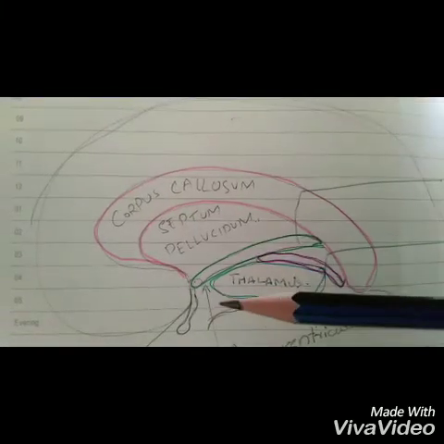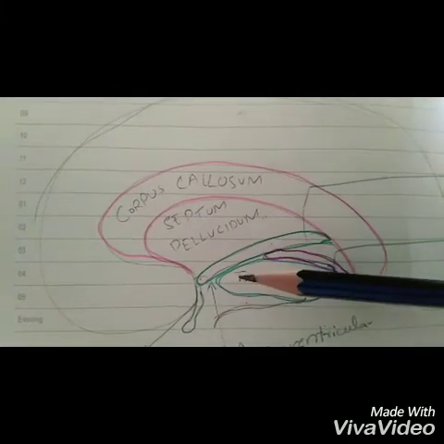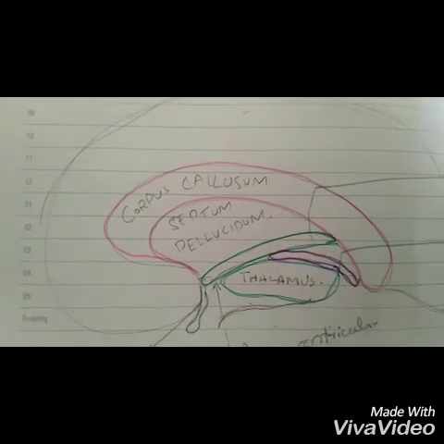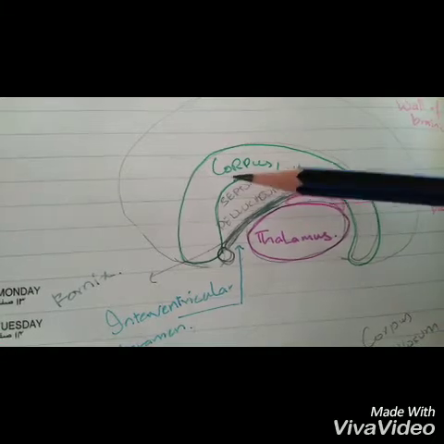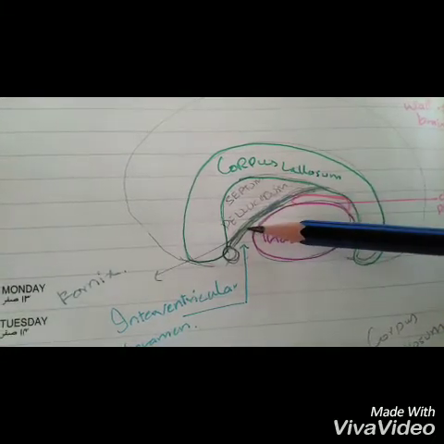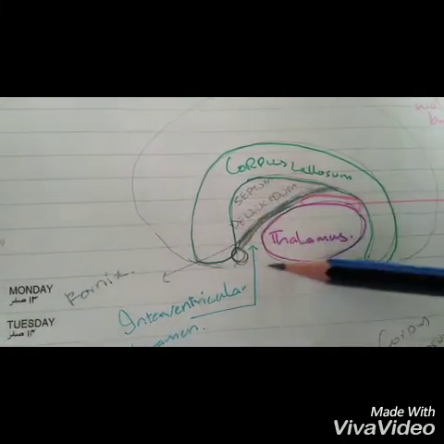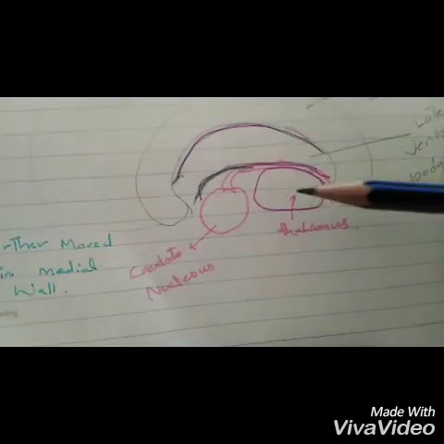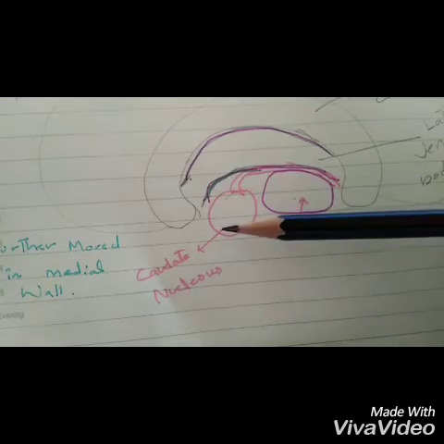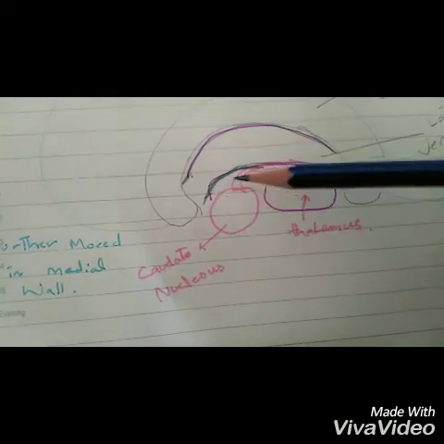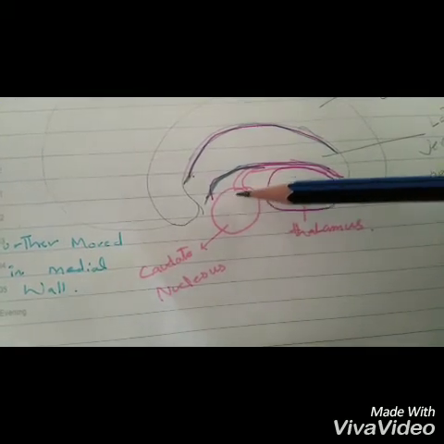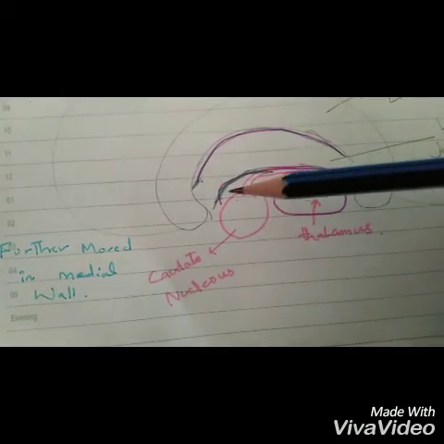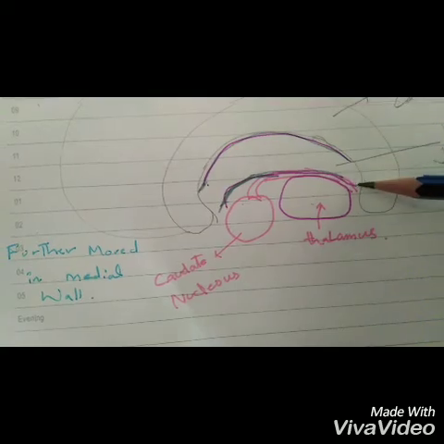What structure will form the floor of the lateral ventricle after thalamus? Basically, when we remove septum pellucidum and fornix, we will find the head of the caudate nucleus and its body. As it is shown over here, we have removed septum pellucidum and fornix. We have found the head of the caudate nucleus and its body, and these two structures form the floor of the lateral ventricle.